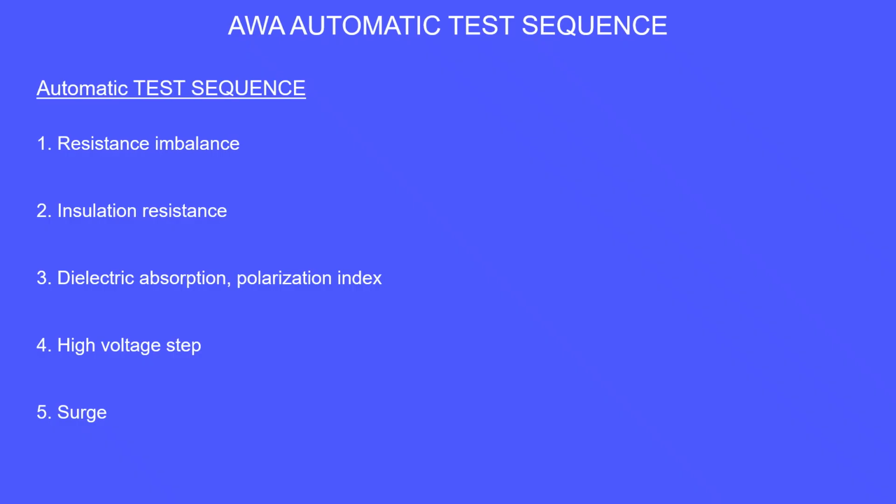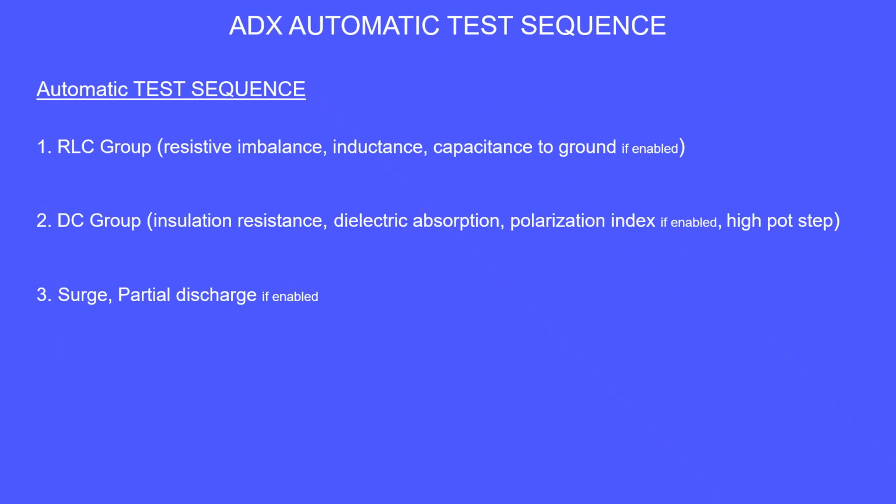The test sequence when using the ADX test set is performed in groups. The first group is the RLC group, which includes inductance imbalance, impedance, copper-to-copper resistance imbalance, and capacitance if enabled. The DC group includes insulation resistance, polarization index, or dielectric absorption if a small motor, and the high-pot step voltage. The surge group includes the surge along with partial discharge on surge if enabled. Let's first discuss the RLC group.